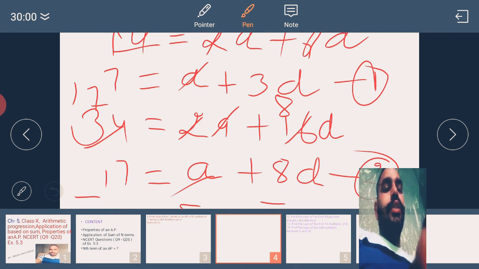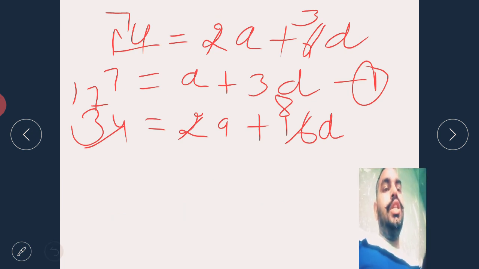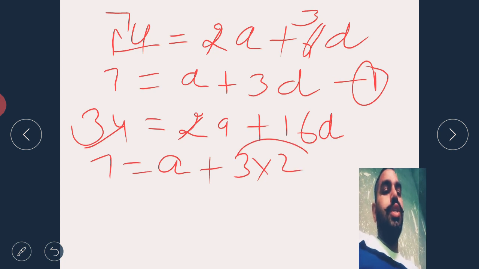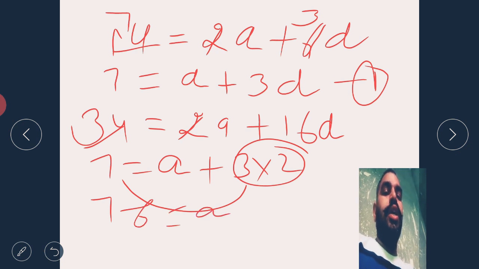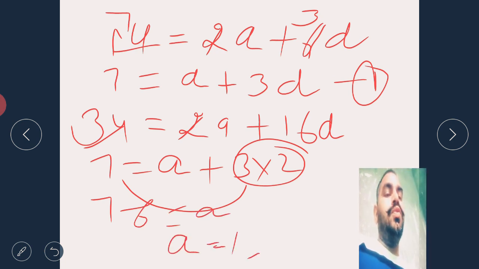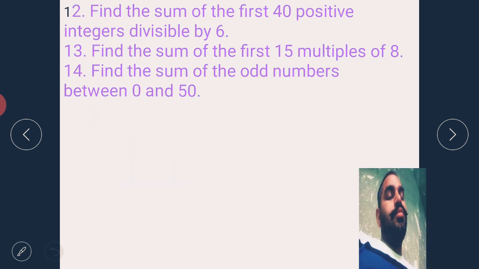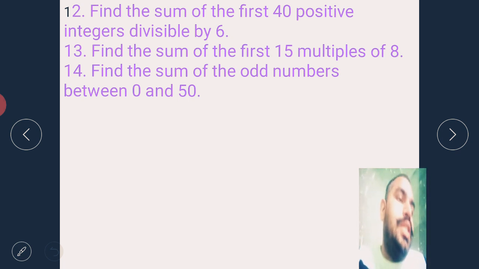You can apply d in any of equation 1 or equation number 2. For example, if d is equal to 2, are you able to put it in equation number 1? So equation number 1, 7 is equal to a plus 3 into 2, that equals 6, and you transpose from this side, 7 minus 6 is equal to a, and a is equal to 1. So a is 1, d is equal to 2. Find the Sn. Are you able to find the Sn?